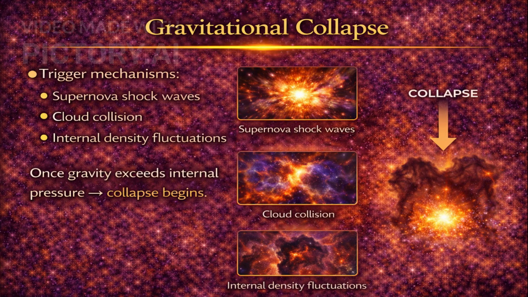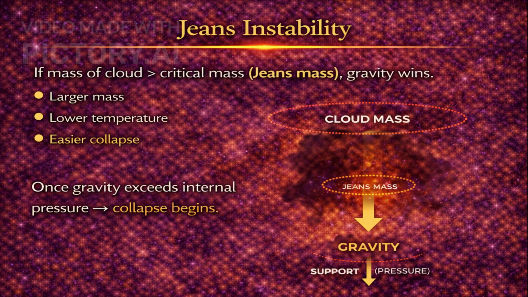The journey of star formation begins with gravitational collapse, triggered by events like supernova shockwaves, cloud collisions, and internal density fluctuations. Once gravity overcomes internal pressure, the collapse starts. When the mass of a cloud exceeds the critical Jeans mass, gravity wins, leading to collapse. Larger mass and lower temperatures make this process easier, setting the stage for star birth.